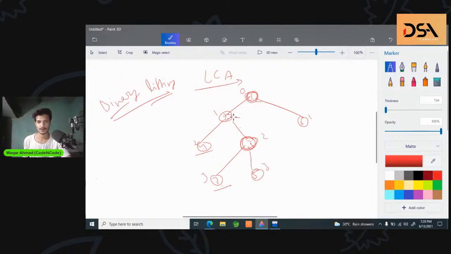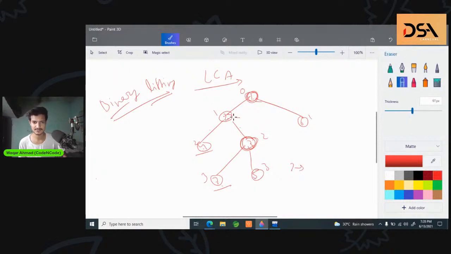How? See what you will do. You need to create a sparse array, and that is what I'm worrying about. For each node, you will keep track of its ancestors at power of two distances. Interesting, right? For each node, we need to store the ancestor of it at power of 2 distance. What does that mean? I'm explaining with an example. So at 2^0 distance, at 2^1 distance, at 2^2 distance, and so on.